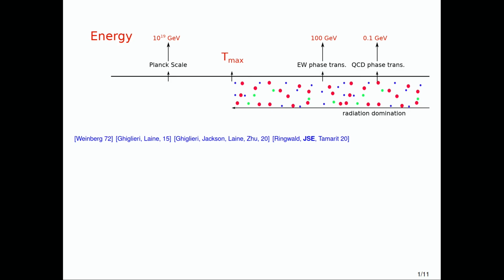All we need is that we know that our universe was radiation dominated at some point. And the maximum temperature, Tmax, which is here, is basically the temperature that the thermal plasma had at the beginning of the radiation-dominated phase. And the thermal plasma here is depicted by these colored dots, which should depict different particle species in your thermal plasma.